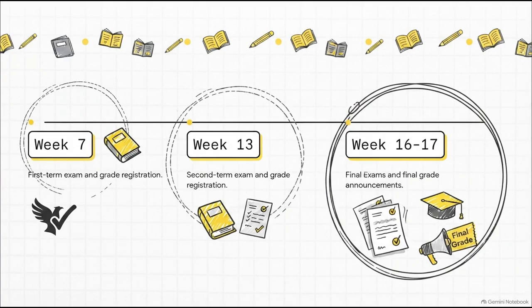Now, woven into that 17-week journey are your major milestones, and you'll definitely want to circle these weeks on your calendar. Week 7 is your first term milestone, which features your first individual exam and the official registration of your grades in the university's Condor system. Week 13 is round 2, your second term exam, and the next grade registration. And finally, week 16 and 17 are entirely dedicated to your final exams and those final grade announcements. Knowing this timeline upfront ensures you are never, ever caught off guard.